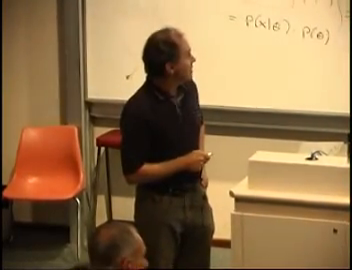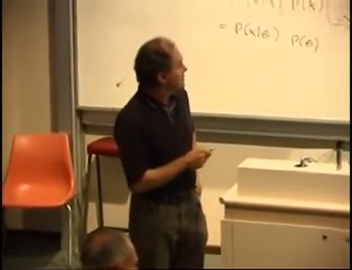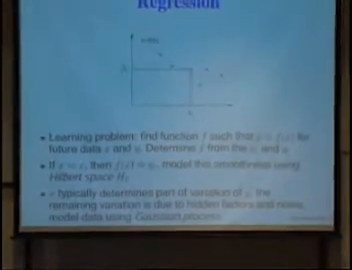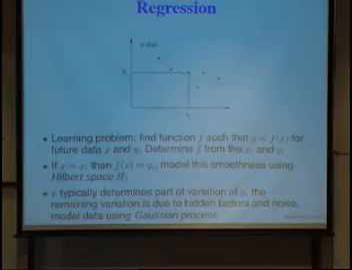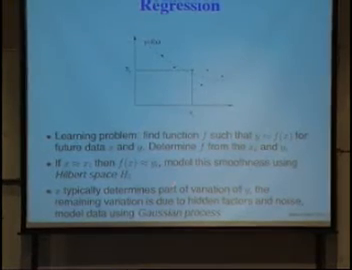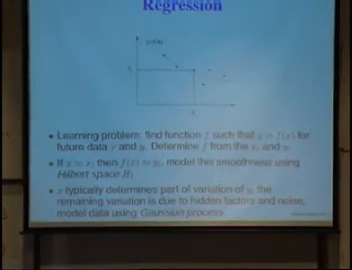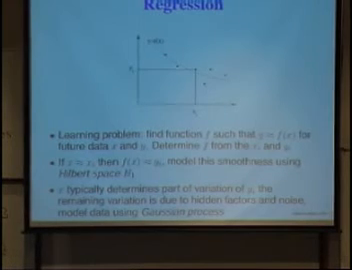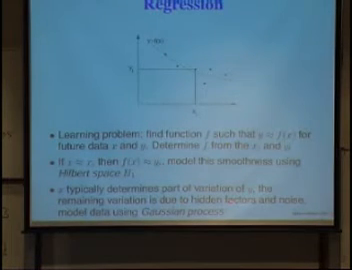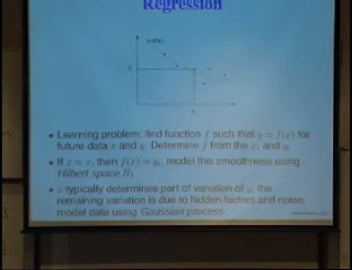On the other hand, our x typically will determine only part of the variation. So we don't have an interpolation problem. We don't want to find a curve which goes right through our data points, but we want an x which determines part of the variability. There are other factors, you might have hidden factors, you might have noise. And we want to model this data using Gaussian processes.